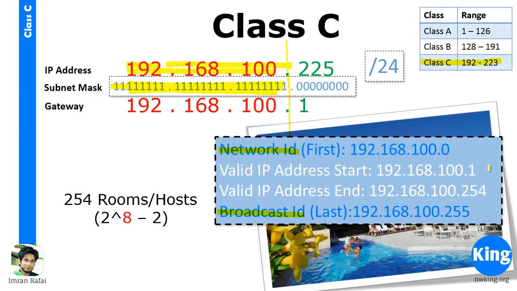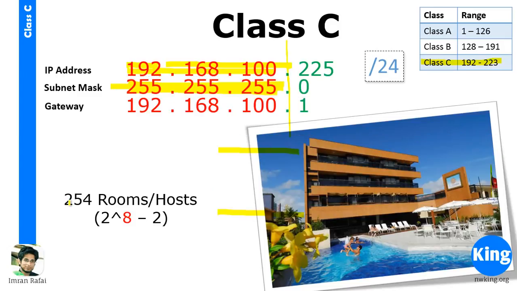To know how many valid IP addresses there are in this network, we use the formula 2 to the power of the number of host bits. In this case, the number of host bits is the number of zeros, which is 8. So 2 to the power 8 minus 2 is nothing but 254 valid hosts, or rooms in the hotel analogy. So it is like a hotel with 254 rooms. This is room number 225.